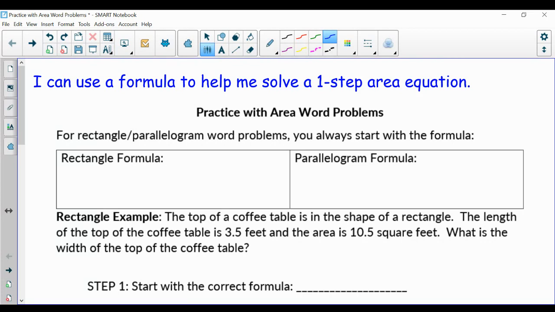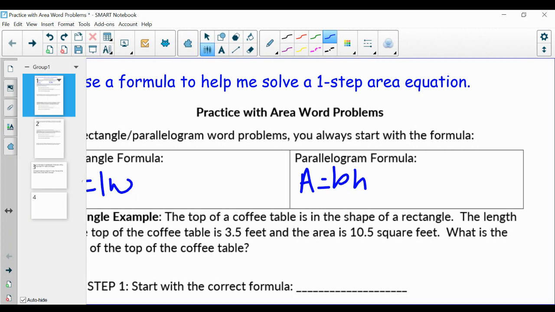a parallelogram. Pause the video right now and you go ahead and fill that in. All right, welcome back. So it should be for a rectangle, A equals length times width, and then for a parallelogram, A equals base times height. So hopefully you got both of those correct. If you didn't, no worries. We're going to get some extra practice with it.